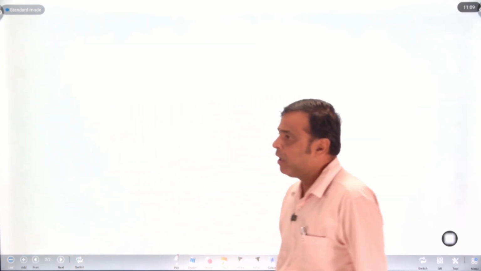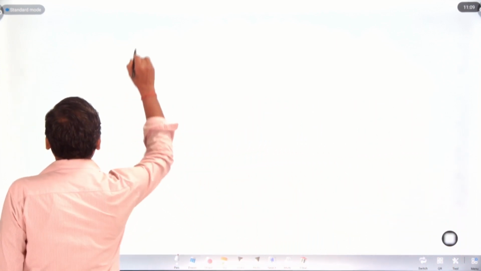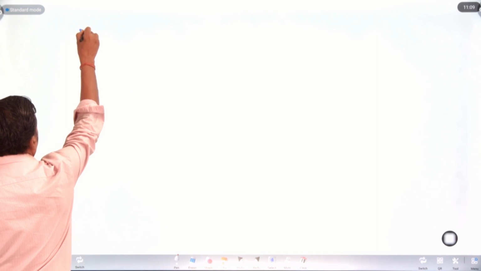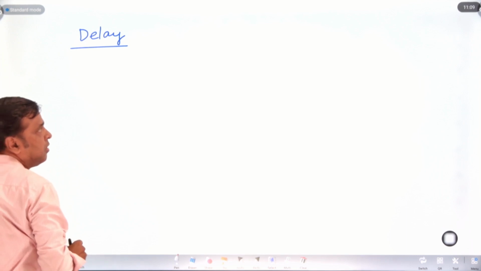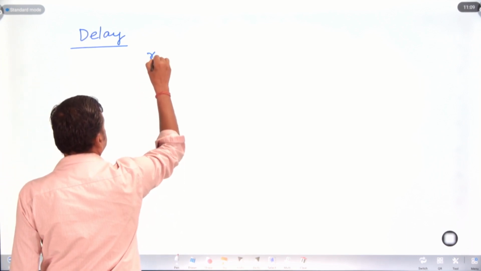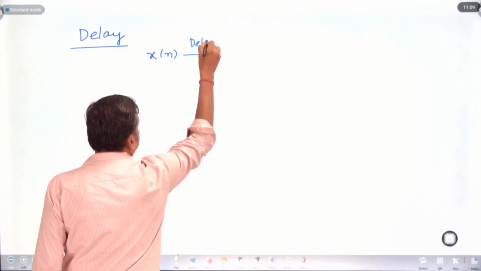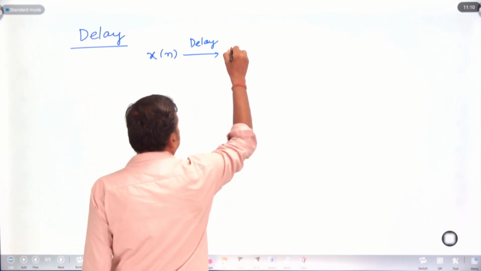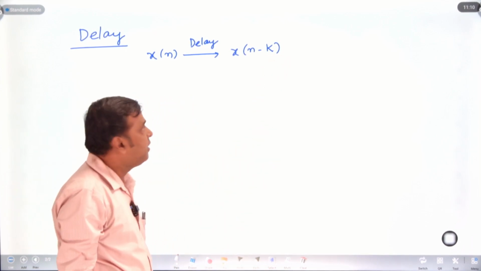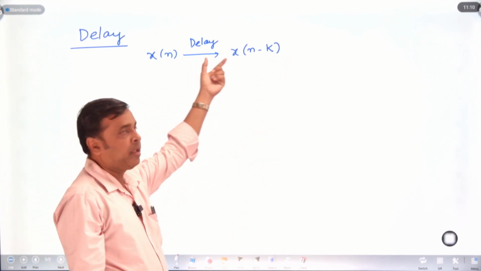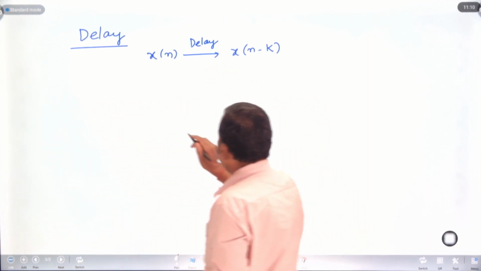Next, besides addition and subtraction, the most important operation is delay. What do you mean by delay? As far as discrete signals are concerned, suppose x of n is a discrete signal. If it is delayed by k units of time, the resulting signal is x of n minus k. Remember, if x of n is a discrete signal and it is delayed by k units of samples, the resulting signal is x of n minus k. Here k is a positive integer.